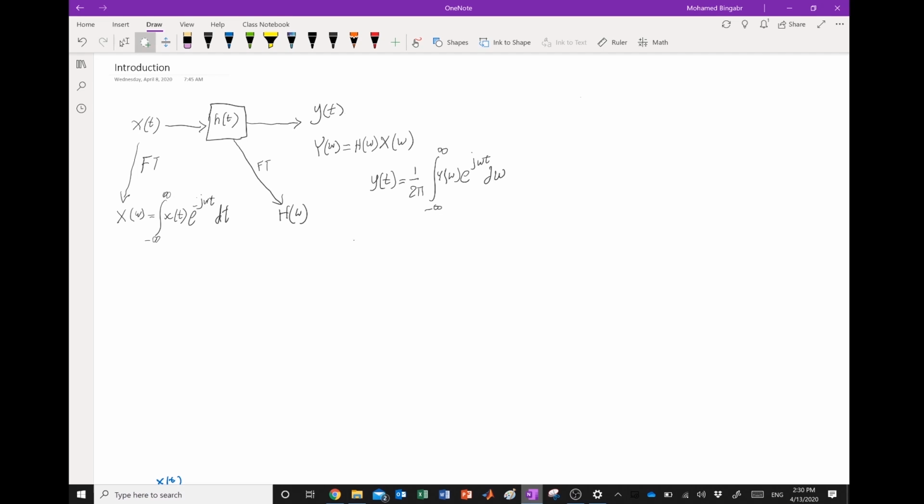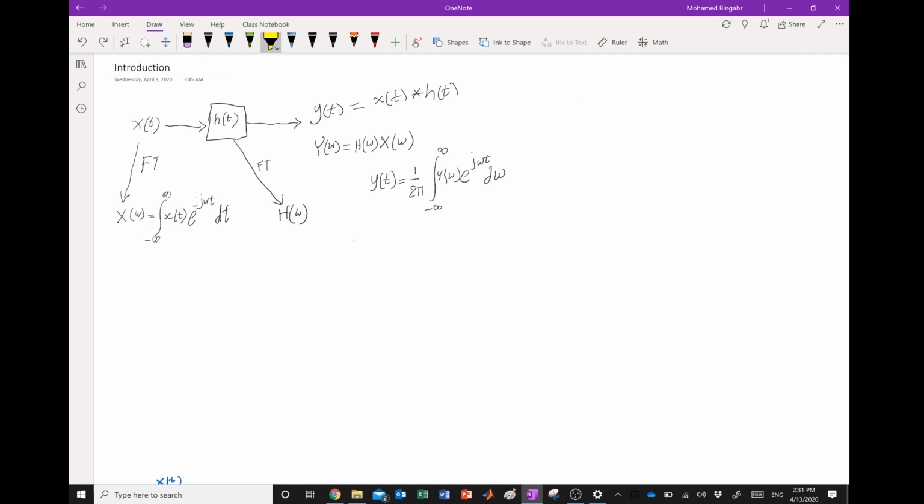Hello everyone. Let's review the application of the Fourier transform. If we have an input x of t going to this system with impulse response h of t, then it will give us this output y of t. And we can find y of t as the convolution in the time domain between x of t and h of t.